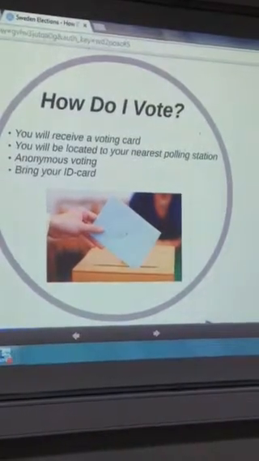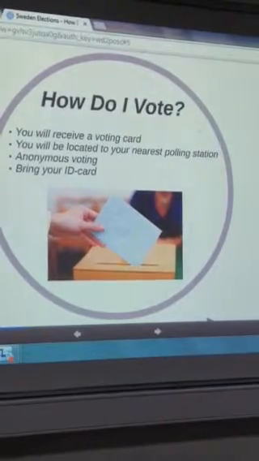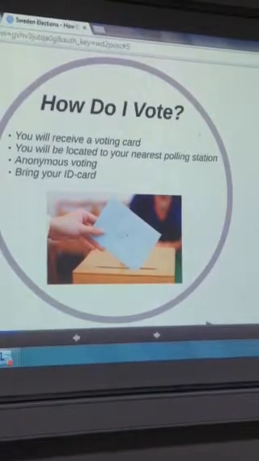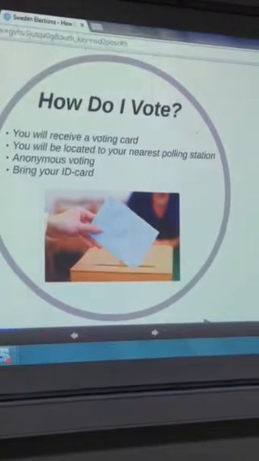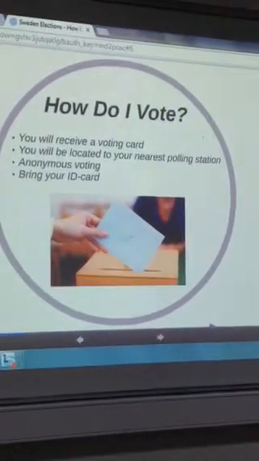But remember to bring your ID card so you are able to identify yourself at the polling station, because if you don't, you may miss the opportunity to contribute to Sweden's new government. And for those who don't have the capability to vote, you may be disabled or elderly, you can send someone else to vote for you.